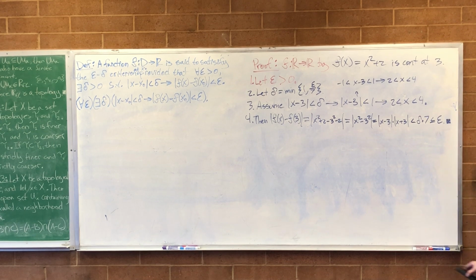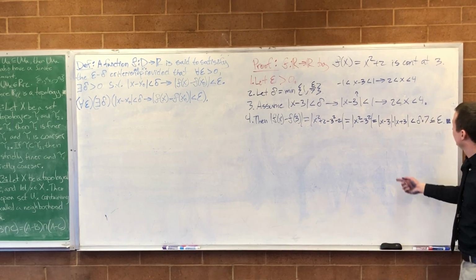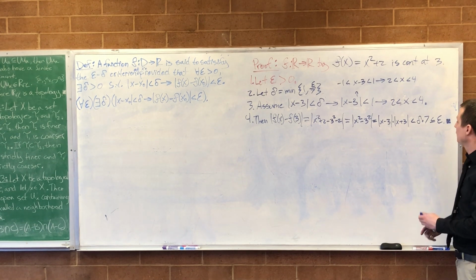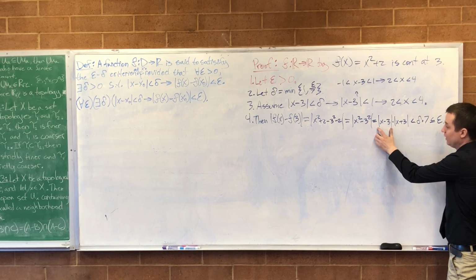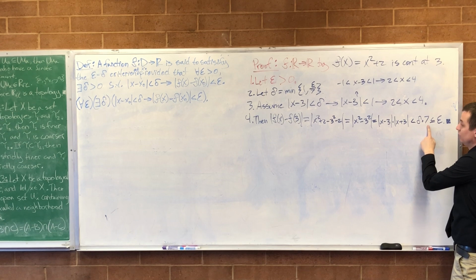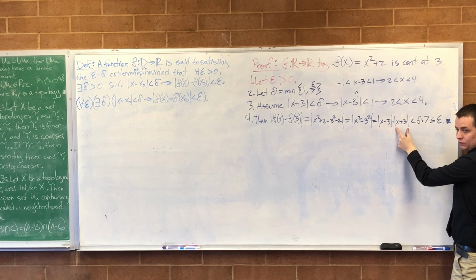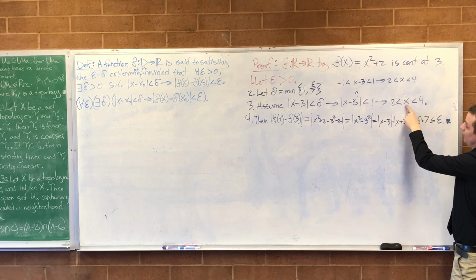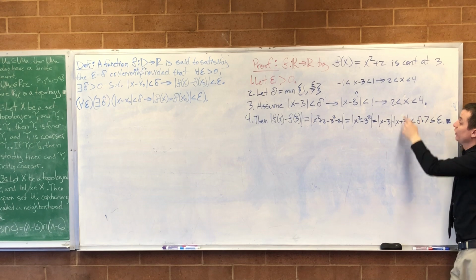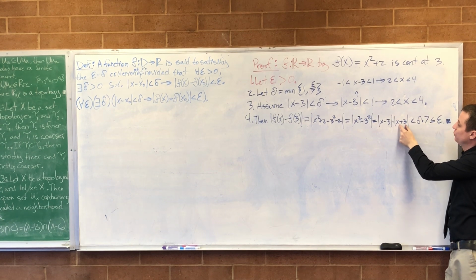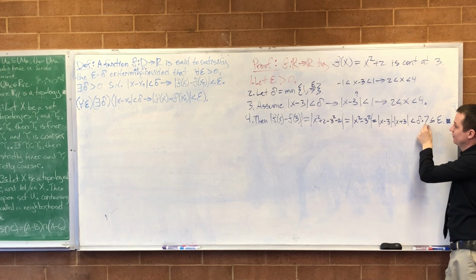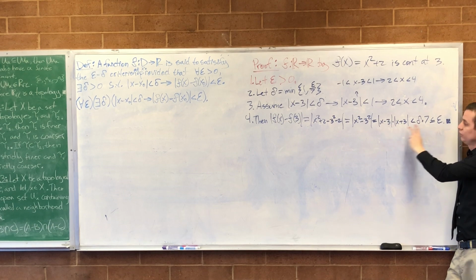I do have one question. Go ahead. How did you say that x minus 3 times x plus 3 is less than delta? I didn't. I broke it into two pieces. I said this is less than delta, and this is less than 7, because we know our x is between 2 and 4. So what's the biggest that this can be? It gets really, really close to, but never quite 7. So this is always less than 7, and then we already assumed that x minus 3 is less than delta. So we're doing 2 substitutions there.